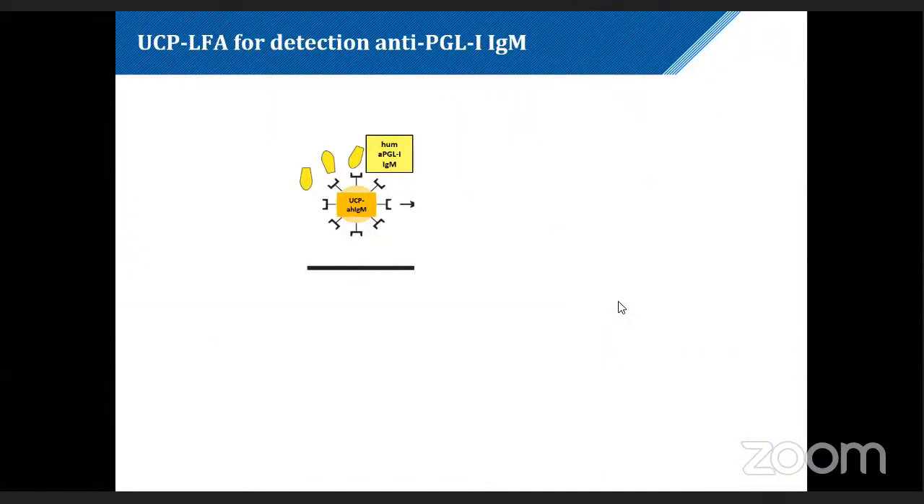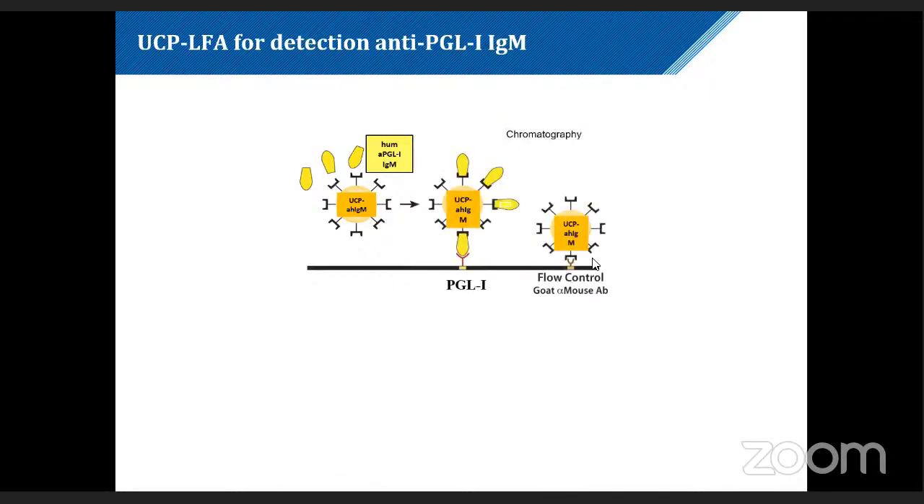And this is how it works. So this is the lateral flow strip, this stripe underneath, and the particles that are used, the UCP particles, are conjugated to an antibody that is against human IgM. So UCP anti-human IgM is the labeled part. And in a sample, if it encounters human anti-PGL1 IgM antibodies, this will bind. And then the bound complex flows over the strip and encounters PGL1, either synthetic or a naturally occurring PGL1. And then it binds again to the PGL1. So the human anti-PGL1 IgM binds to the PGL1 on the strip. So this is the test part of the strip.